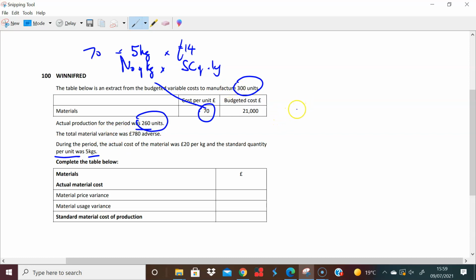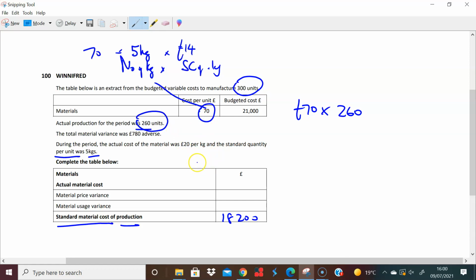Now, if I'm expected to spend £70 on a unit and I've made 260 units, therefore the standard material cost of production, I can do that first of all and say 70 times 260, and I get 18,200. That's the first thing. Now, the question says that during the period, the actual cost of material was £20 per kilogram. So we have a bit of fiddling around to do, but that's fine.